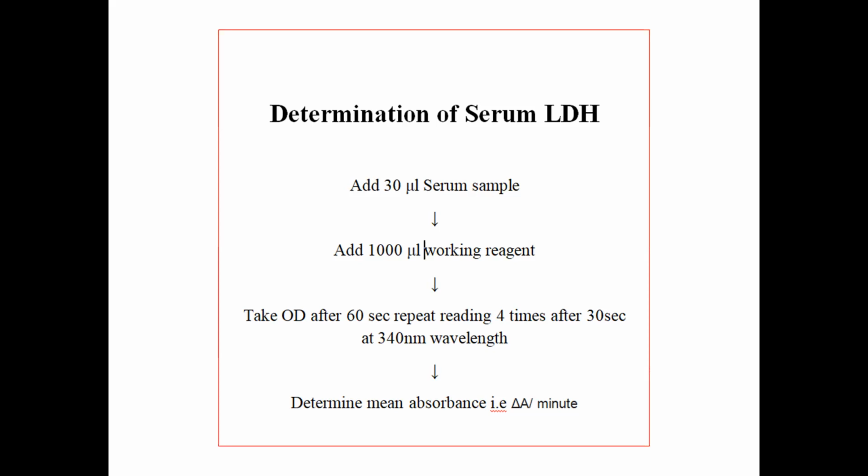After that, you will be adding 1 ml working reagent in that. And after that, you will be waiting for 1 minute. Wait for the 1 minute, a stopwatch will be there. Then after that, you will be taking your first reading, and you will be taking the reading 4 times. Now see, the first reading you will not count. The remaining 4 readings which you have taken at 340 nanometer, you will take the mean of that, and that is going to be your absorbance. All right. Is that clear?